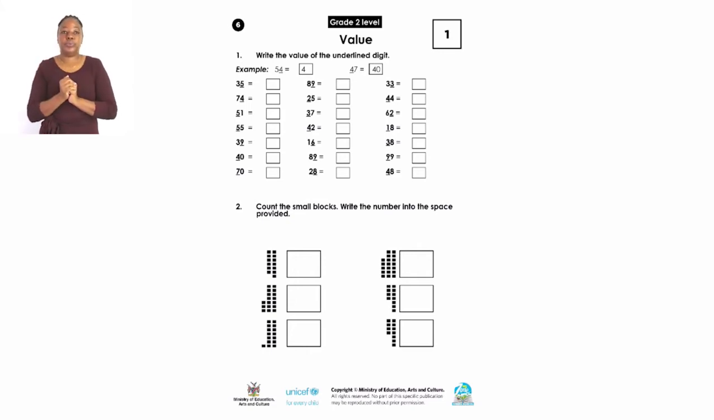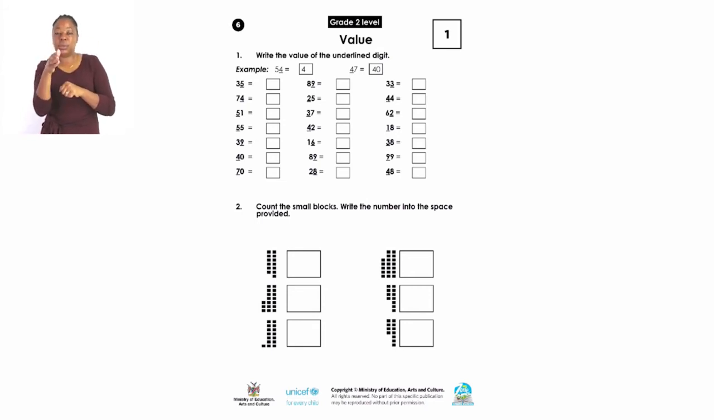You can see from the example there that in our number 54, the number 4 is underlined. Therefore, our answer is 4. And our next example, 47, the number 4 is underlined. So that means that it is part of the tens as a bond. So our answer is 40. All we are doing is replacing the 7 with a 0. Now that I have explained this, I'd like you to try it by yourselves.